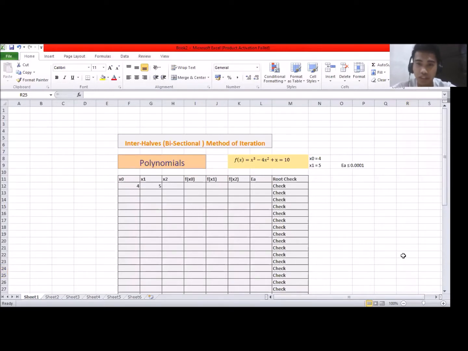Everyone, my name is James Ramos, and I will discuss the six methods of the numerical. So, the first of the six methods is the interval halving or bisection method of iteration.